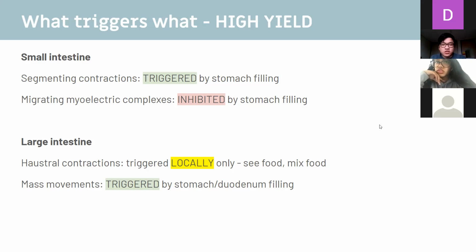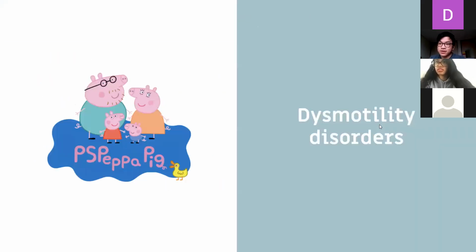And large intestine mass movements are once again triggered by stomach or duodenum filling. The rationale is that if new food is coming into the body, then we need to make way for that food. That's why mass movements occur, to evacuate what's already been pretty much digested in your body. So that's the end of regular motility. I'll leave it to Omandi to discuss what happens when motility doesn't go as planned.